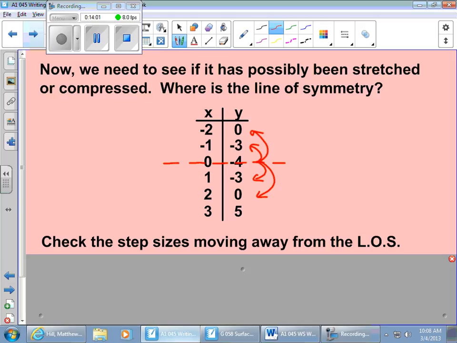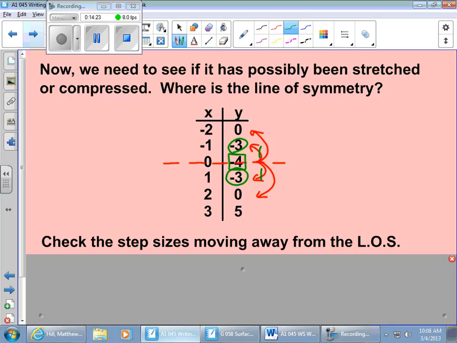Okay, now let's look at the step size. As we move away, we're starting with -4. So what's the change as we go from -4 to -3? How many units change is that? Just 1, right? So that's a change of 1.